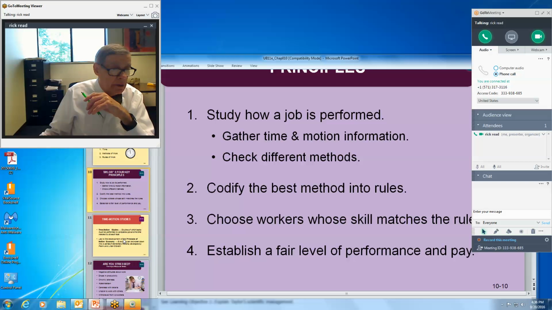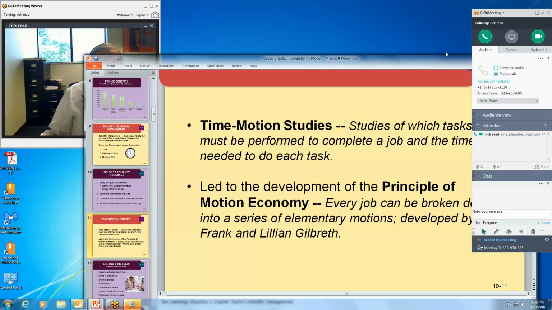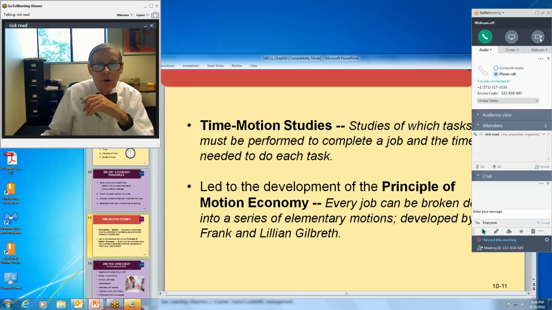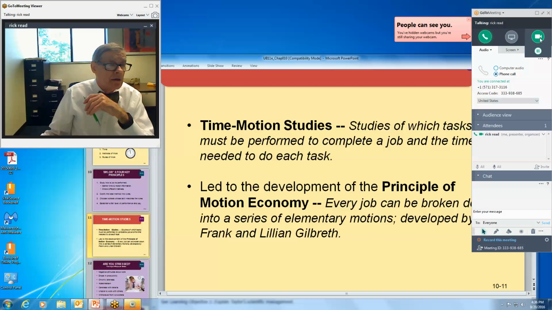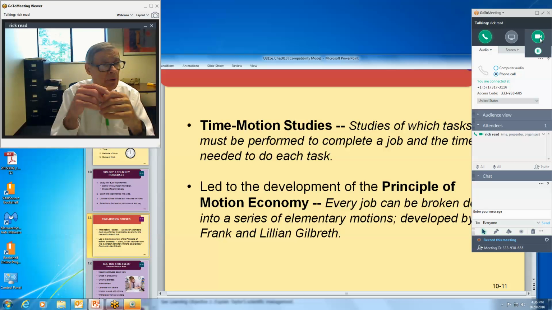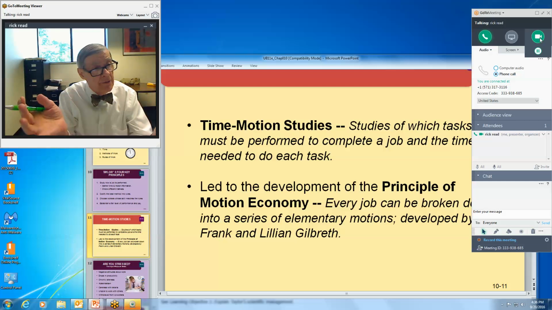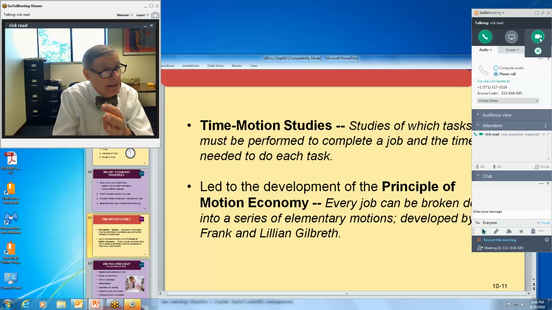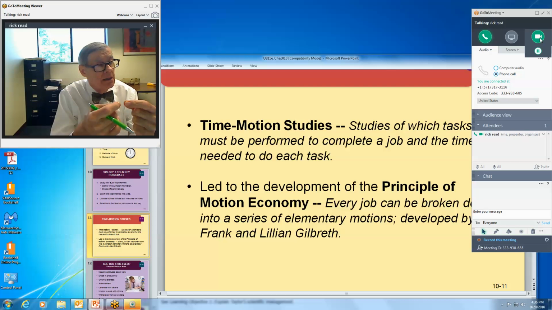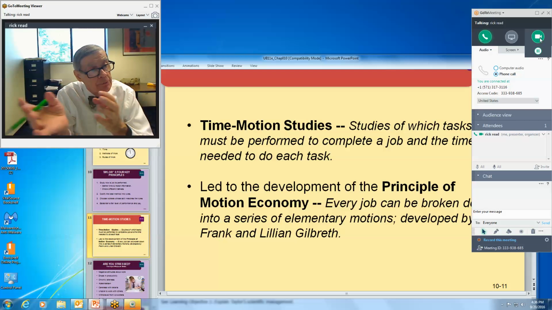So here Taylor went on to talk about his time and motion studies. And what he was saying here was, let's find out how long it takes a person to perform a task, and then we'll have a standard. And then notice that this led to what's known as the motion of economy. That means that you want to be able to do something with the least amount of tasks or least amount of effort to be able to perform.